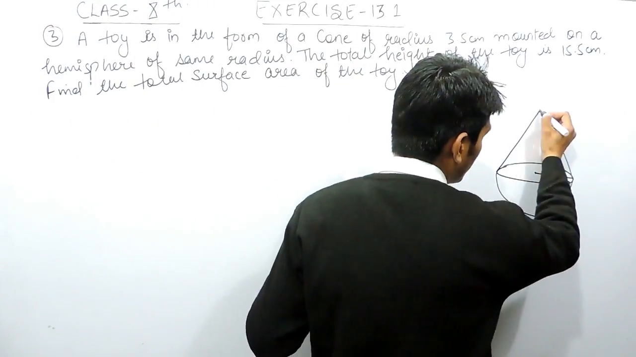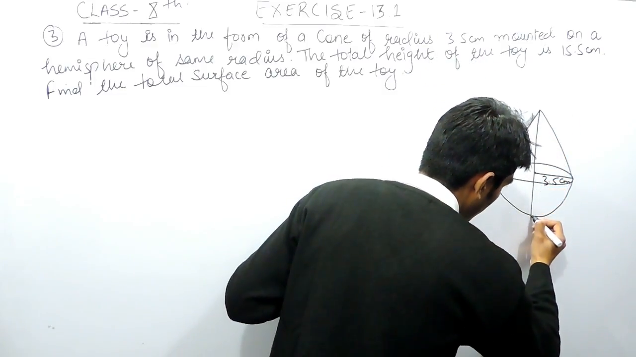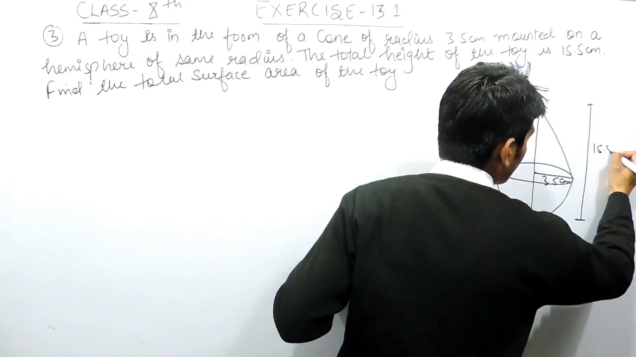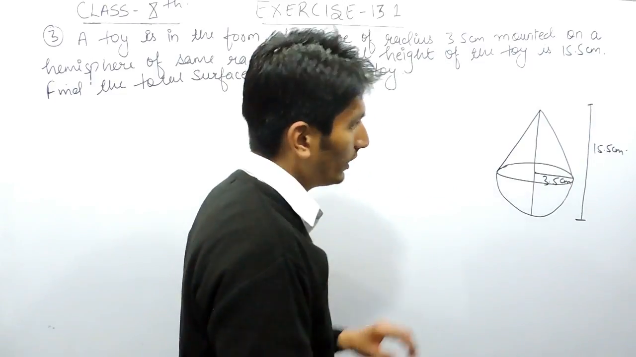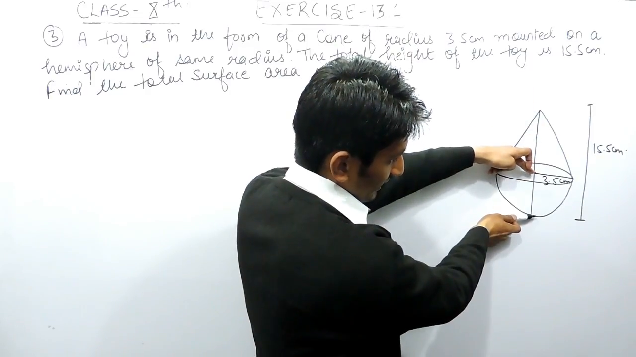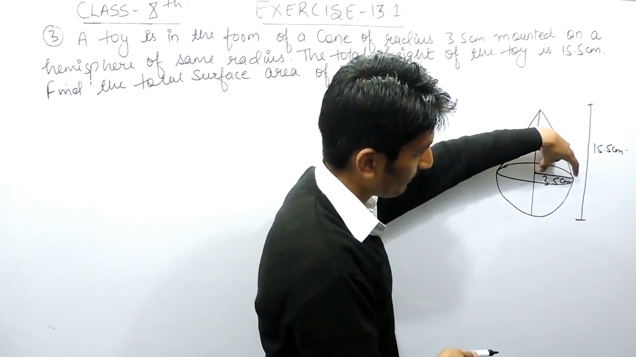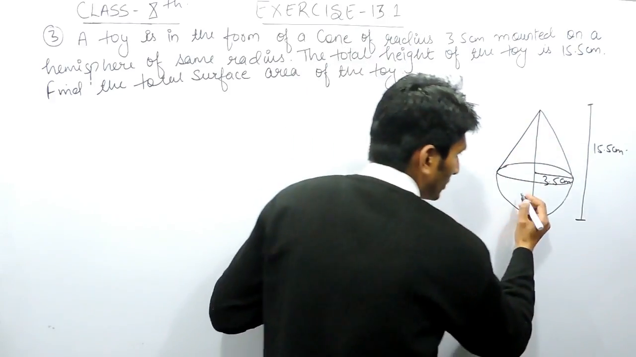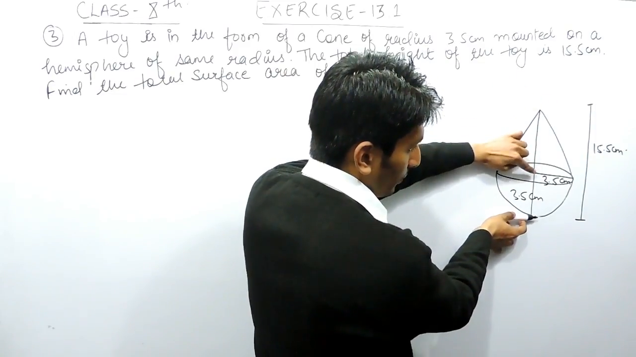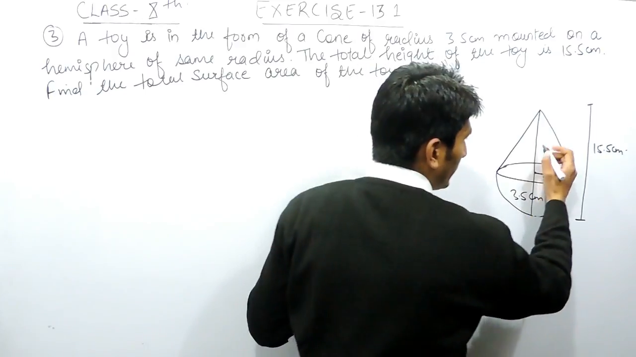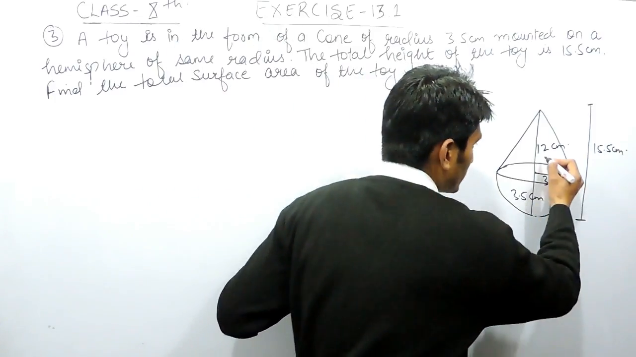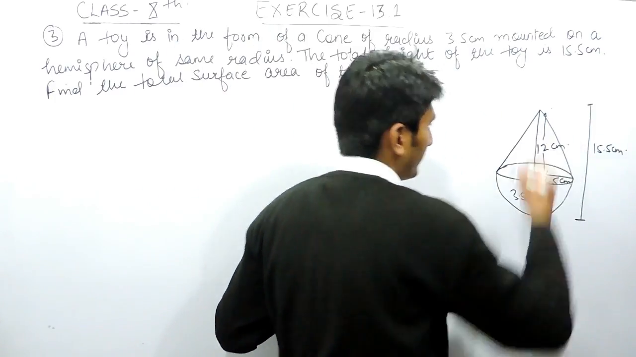So the total height will be this. So the height from this point to this point is given to you as 15.5 centimeters. Now if this complete height is 15.5 centimeters, this will be the radius of this hemisphere which will be same as 3.5 centimeters. So out of this 15.5, if this is 3.5, the remaining height of this cone will be 12 centimeters. Now we know all the measurements of this complete figure.